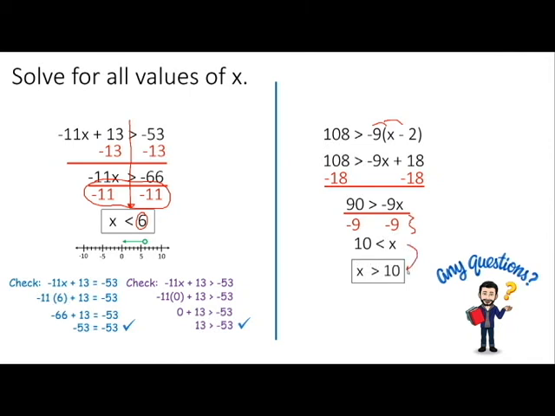Make sure when you're done with an inequality that you always have your variable on the left side. It makes it much easier when you go to graph your solutions. 10 is going to be an open circle because it cannot be bigger than itself, and it is an arrow going to the right. I'm not going to take the time to check this because we've already done several of those, and I don't want this video to get overly long, but hopefully that makes sense to you. The only thing that's different today is knowing when to flip or not flip the inequality. So make sure you're fully understanding that before you move on.